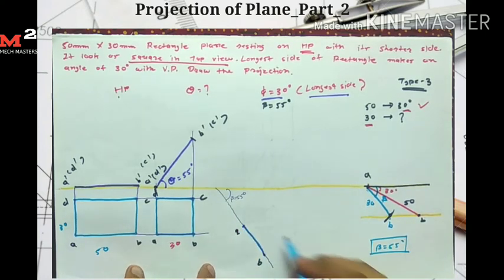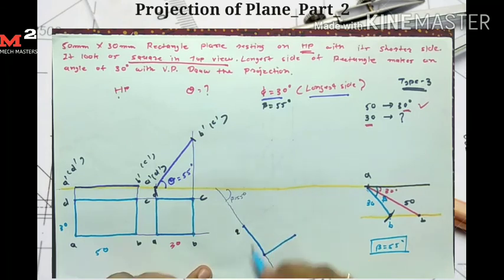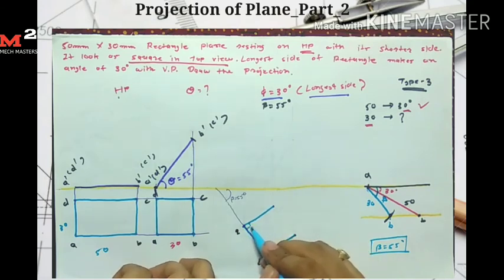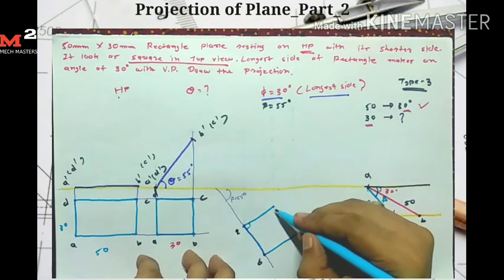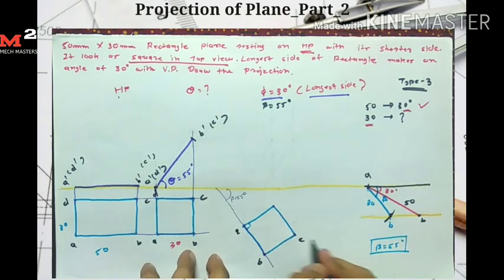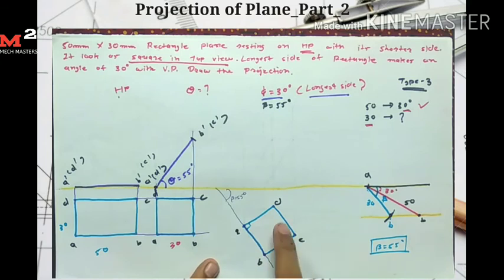Now from point B I draw one line at 90 degrees of 30 mm side. Similarly here, at 90 degrees and a distance equal to 30 mm. So here I get my point C and here I get my point D. In this way I draw the top view for the third stage.